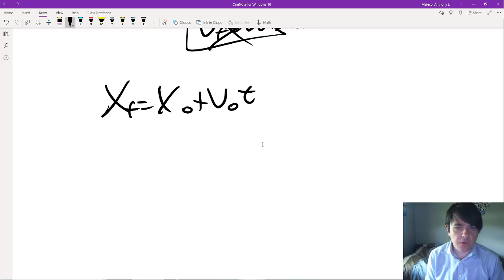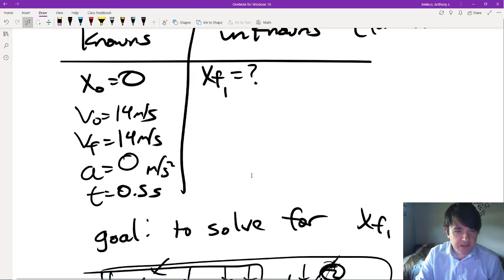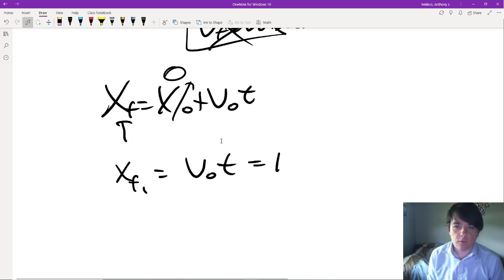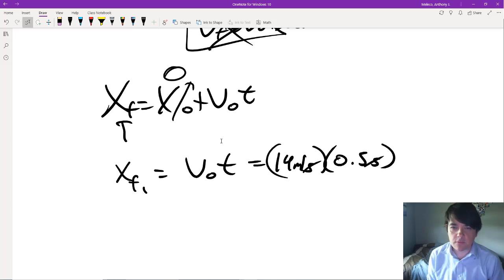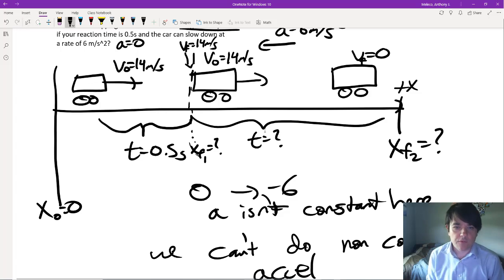Okay, so we're solving for this, which this guy's 0, which I labeled as x final 1. So this is v initial times t, which v initial was 14 and time was 0.5. So the seconds cancel. We're left with 14 times a half, which is 7. And the seconds cancel, so we're left with meters. So this is our first distance right here. So this would be 7 meters if you were going back.